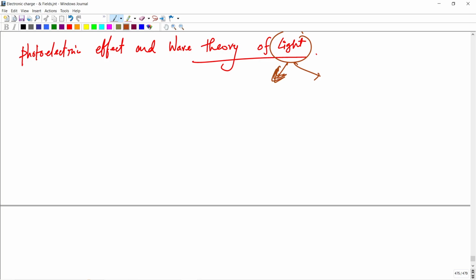As in Huygens' principle, diffraction, interference, and polarization, these are the wave nature of light. But here we discuss the particle nature of light. The photoelectric effect is the particle nature of light.